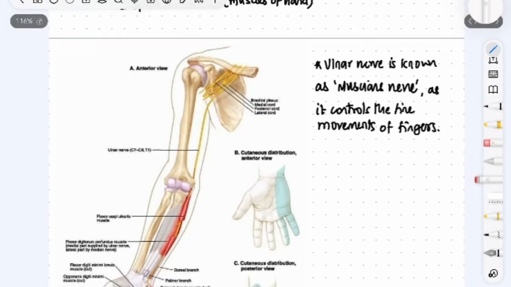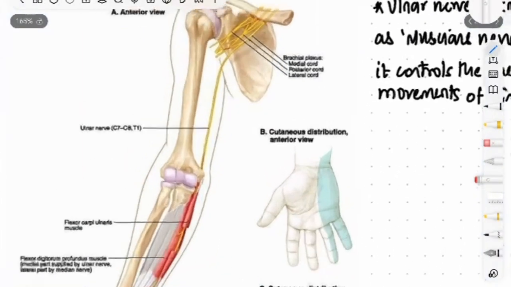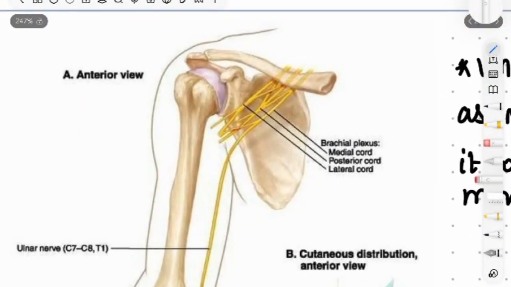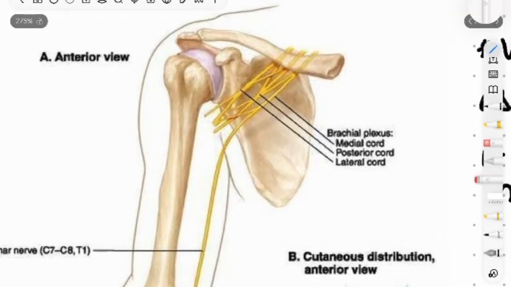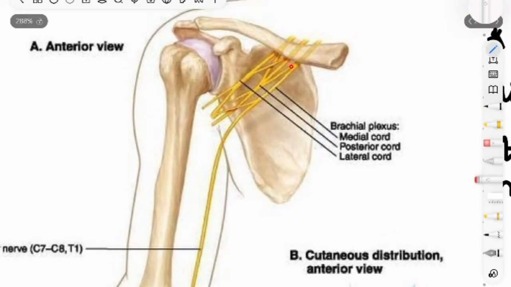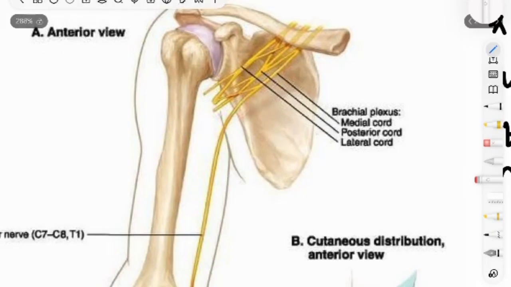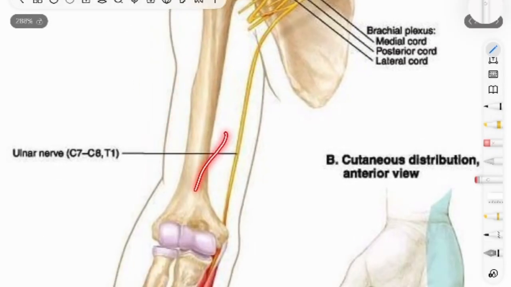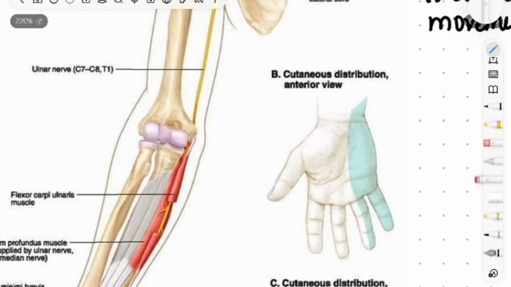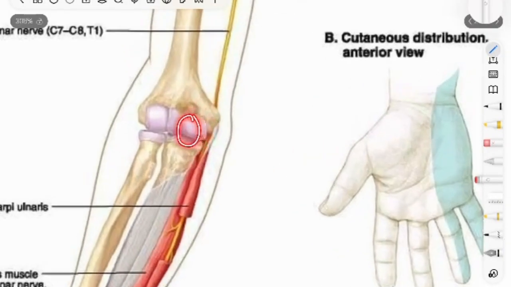Next, let us look at the course of the ulnar nerve again in the atlas diagram. As discussed, the ulnar nerve originates from the medial cord of the brachial plexus. In the arm, it can be studied under the three headings: upper, middle and lower. In the upper part of the arm, the ulnar nerve is in the anterior compartment, and in the middle, it pierces the intermuscular septum. At the lower part, it enters the posterior compartment, behind the medial epicondyle.